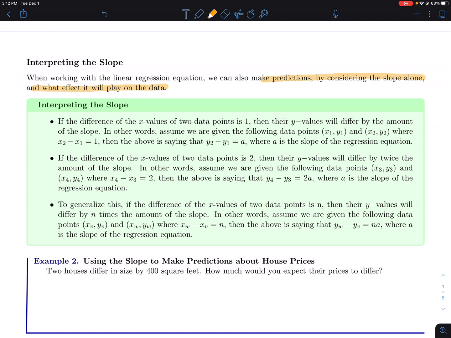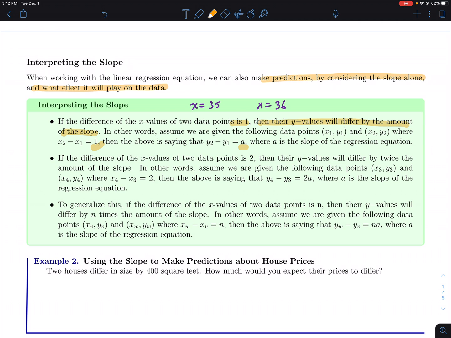So in this case, if the difference of the X values of two data points is 1, so for example, like maybe we had X equals 35 and X equals 36. So at this point, we're just talking about the X values. Then their Y values will differ by the amount of the slope. So in other words, if you take x2 minus x1 and it equals 1, then y2 minus y1 is actually going to be equal to the slope in that case.